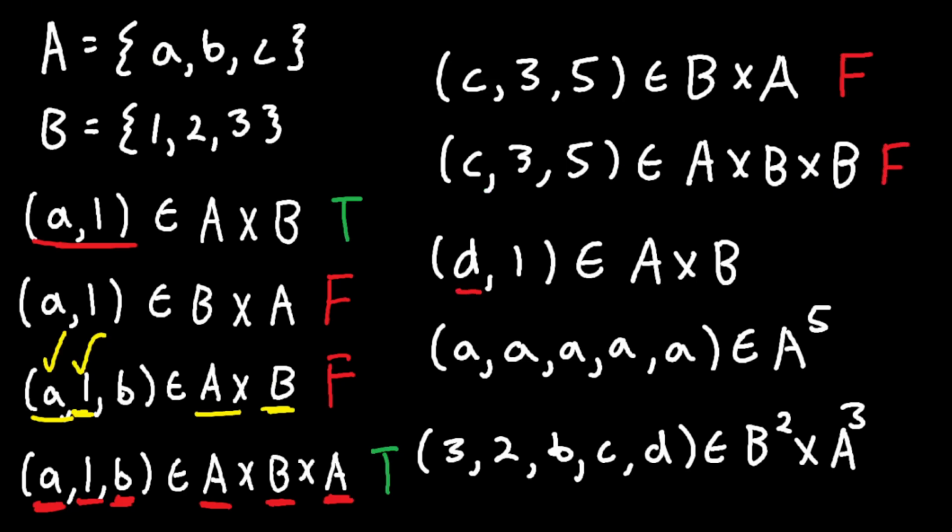All right, how about this? Well, we have D here, and we have A. Well, we have A, B, C, but we don't have D. So since D is not an element of A, this ordered pair is not an element of this Cartesian product. So this is false as well.